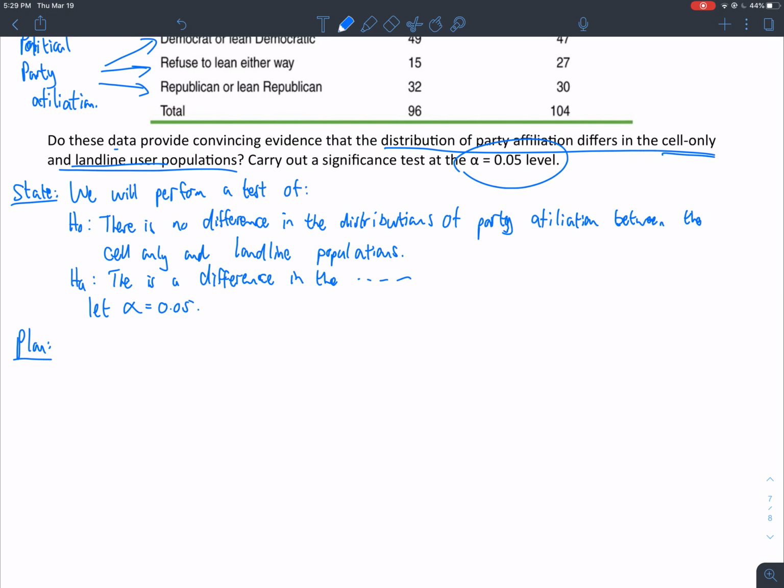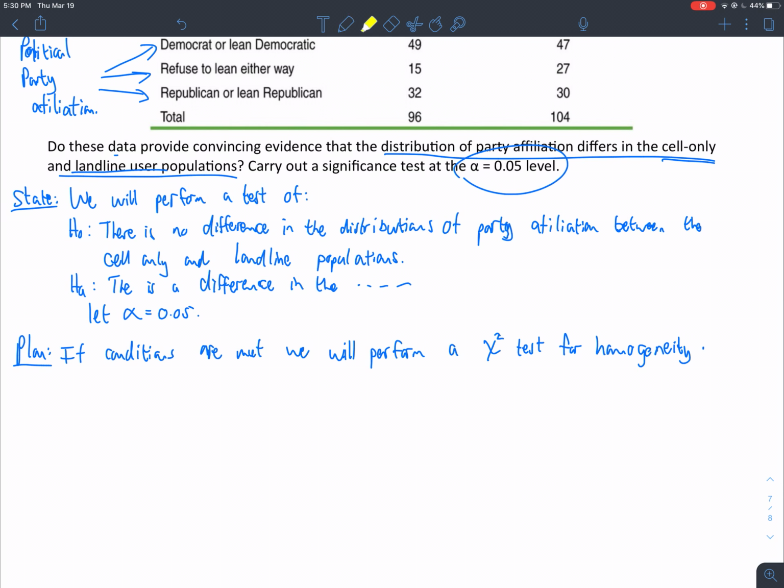So, if conditions are met, we'll perform a chi-squared test for homogeneity. Okay? Now, I have to say something to you guys.